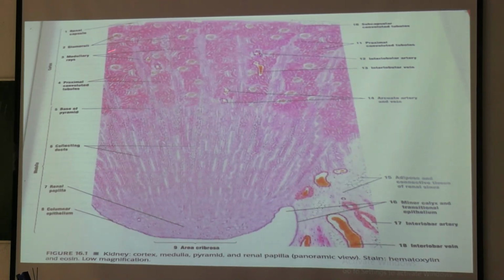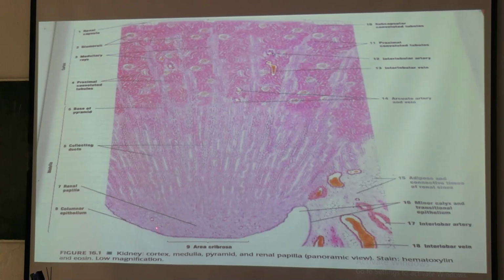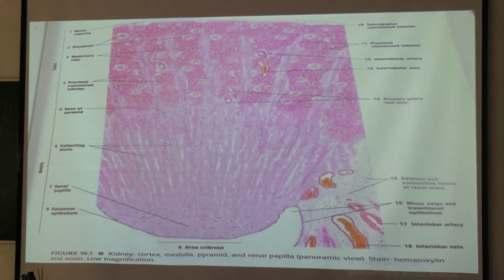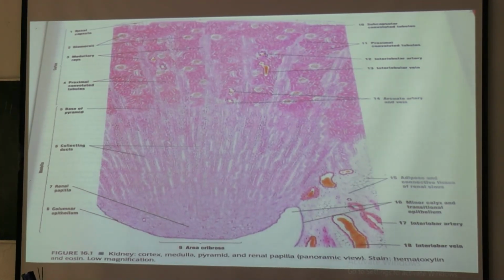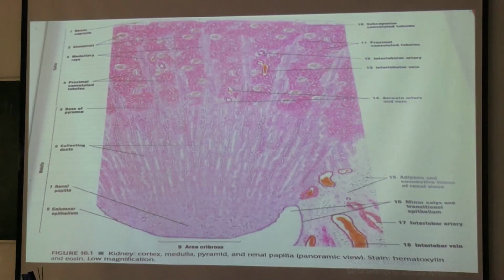These are the glomeruli. Here are the sections of PCT, DCT. Here are sections of loop of Henle and collecting ducts. Okay, and this is the renal papilla. Here the collecting ducts are opening into the minor calyx. And there is some adipose tissue surrounding the kidney tissue.